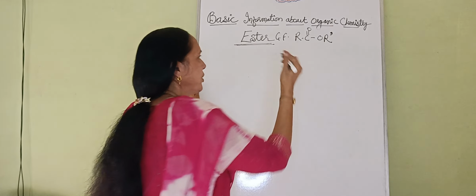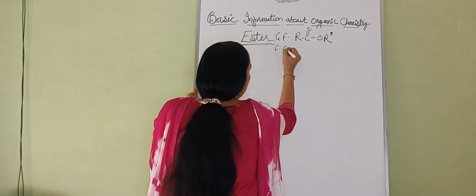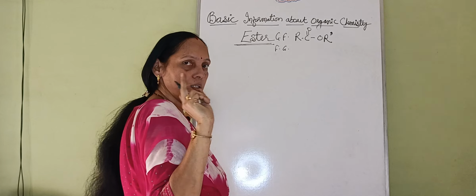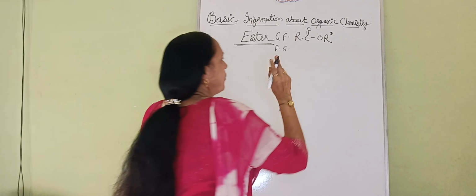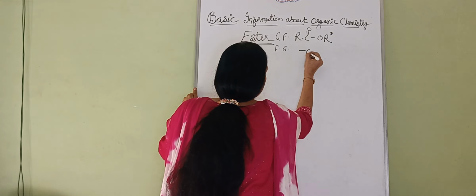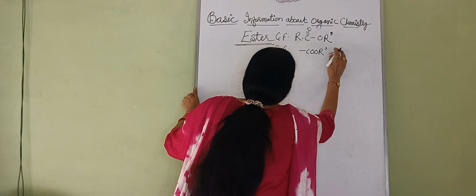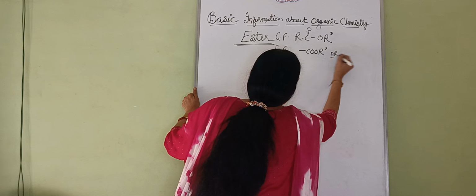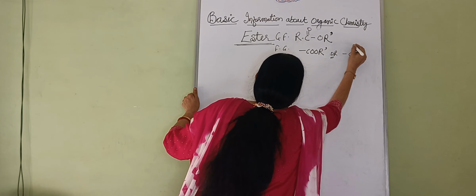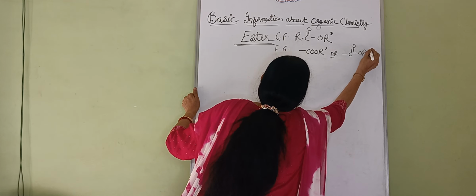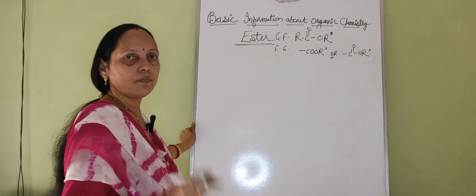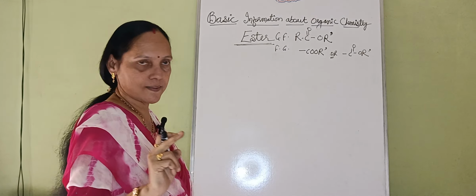Now, what is the functional group? The functional group in acid was C double bond OOH. Now here the functional group is C double bond OOR dash. I can write this again in split form, C double bond O, OR dash. So this is the functional group for the ester.